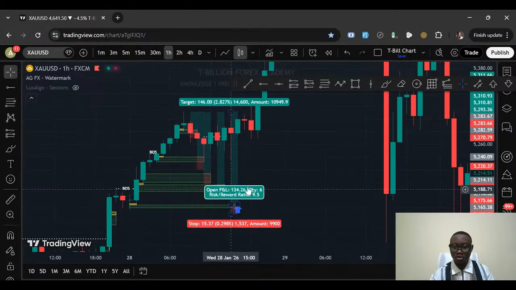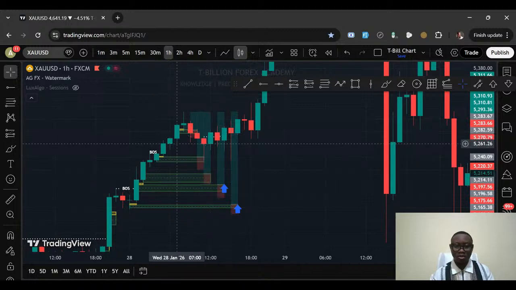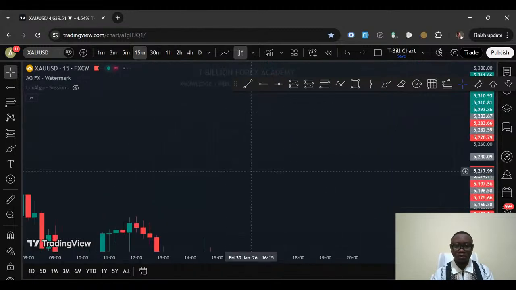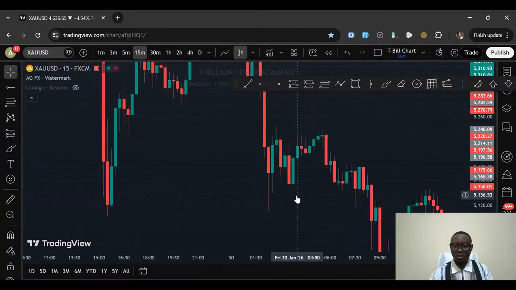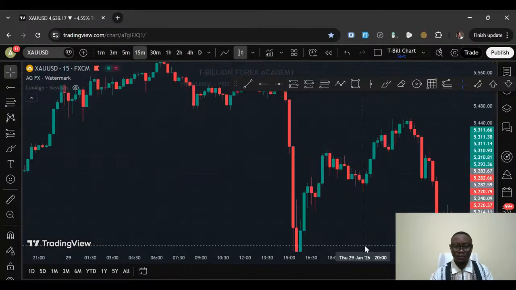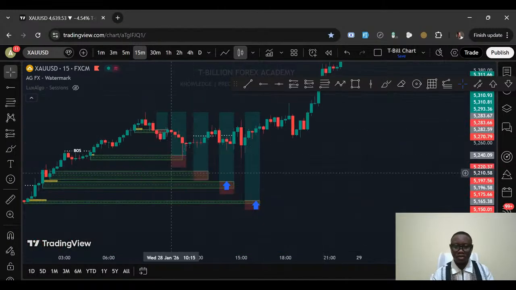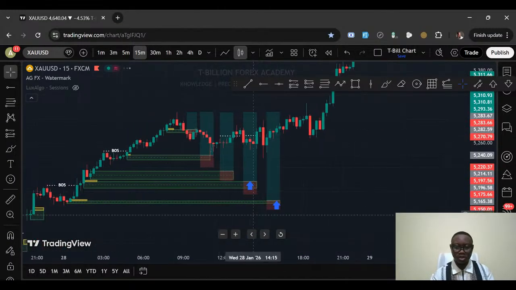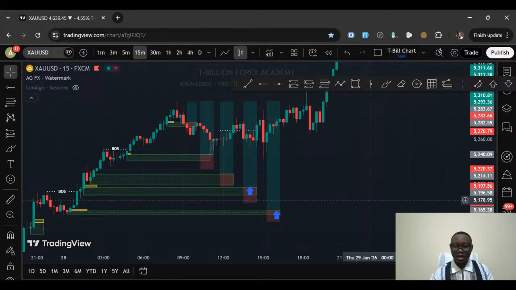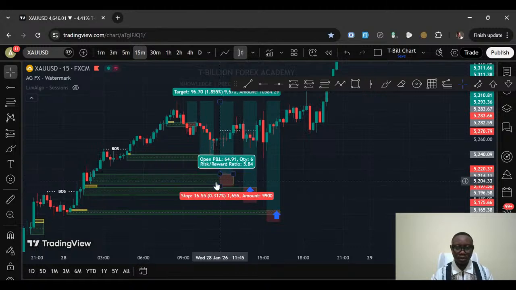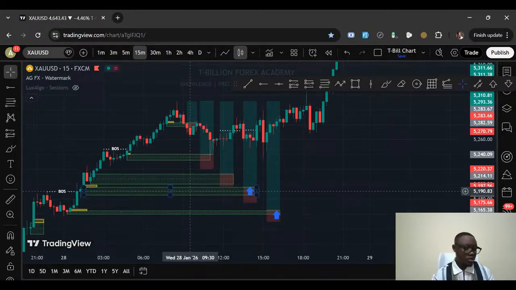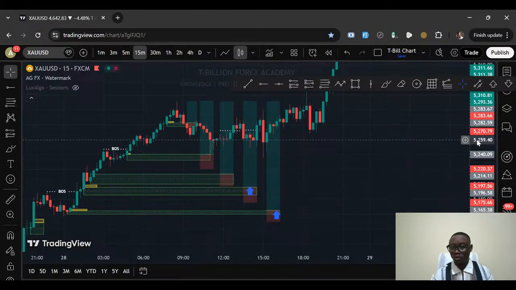All of these zones were taken out. Let me zoom into the 15-minute time frame so we have a clearer picture. All these other zones failed, and that was because since last week, gold has been massively tanking, invalidating most of the demand order block zones.